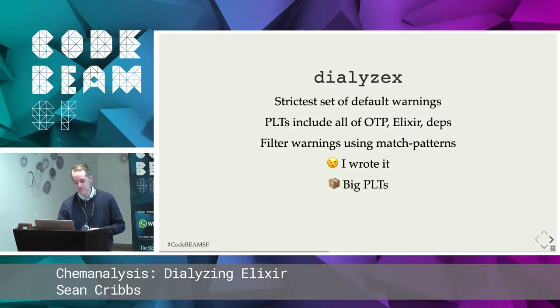It does create big PLTs. This can be a concern if you're worried about disk space usage. That said, we automated creation of PLTs in our base Docker images that we use in CI. And they really only add about 10 megabytes to the image. Now that's still big for a Docker image, but this is only for development and continuous integration. We don't ship that.